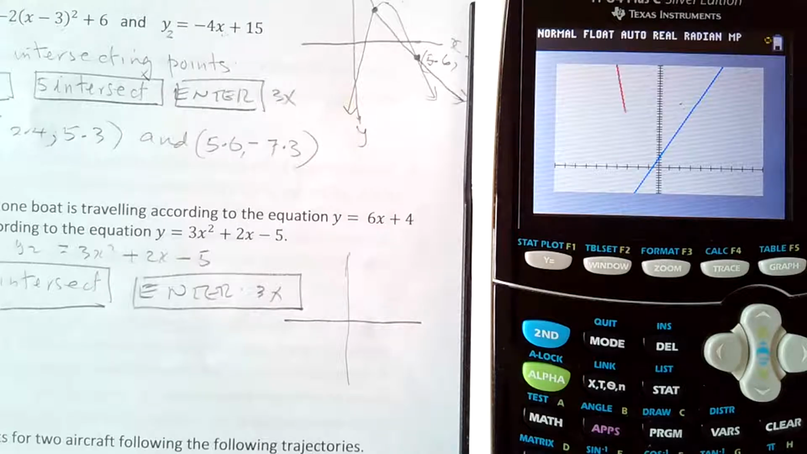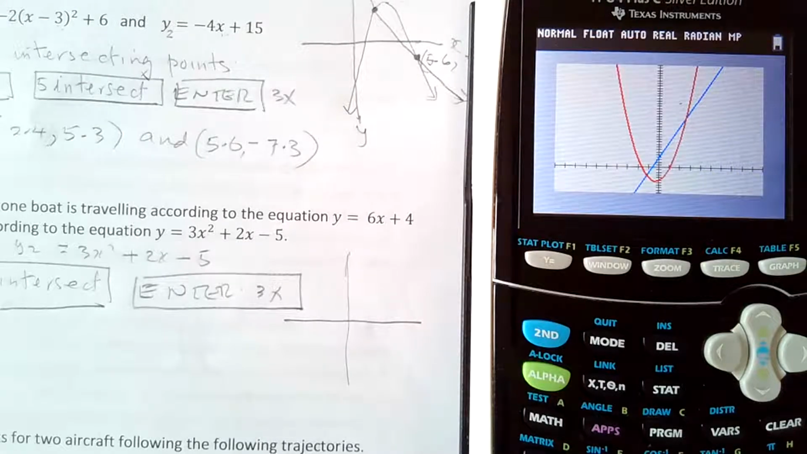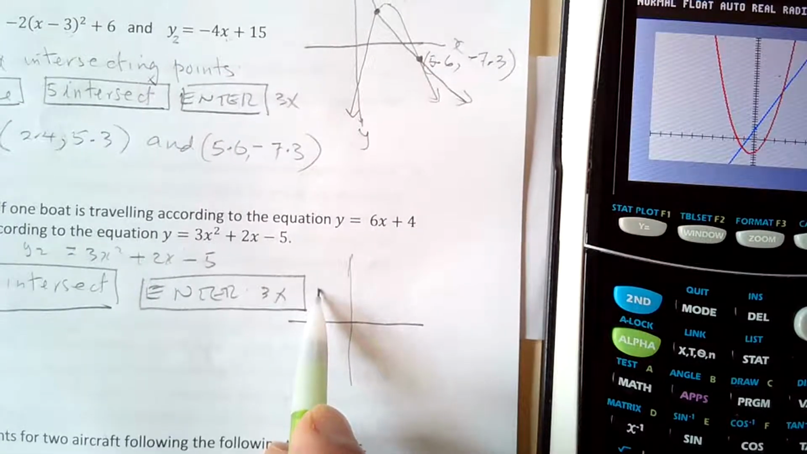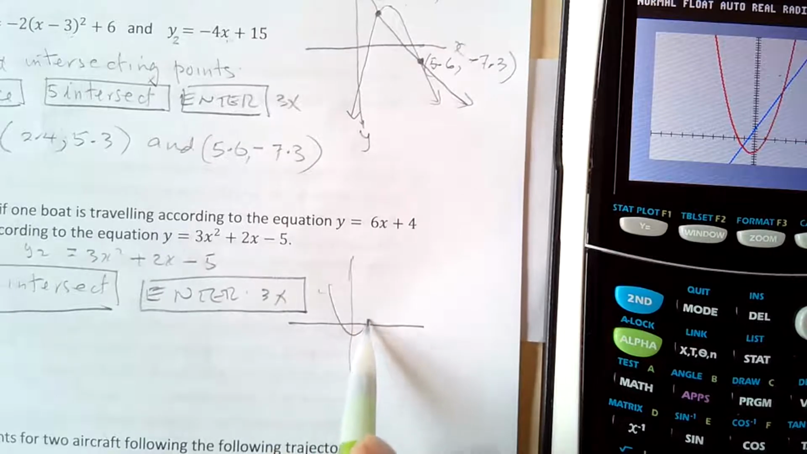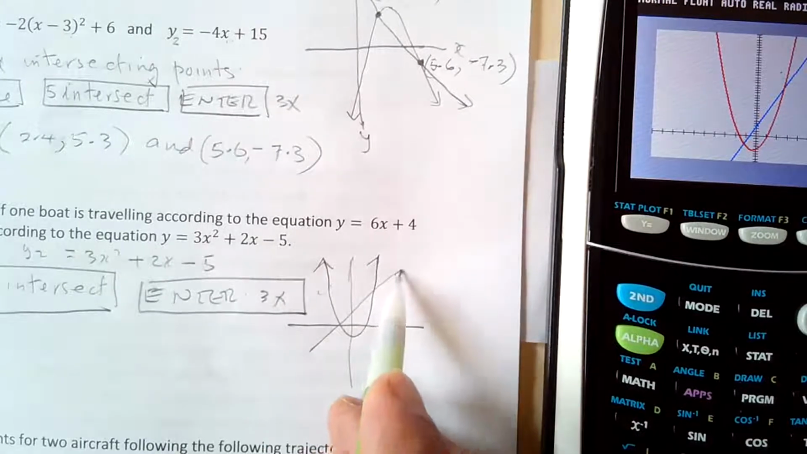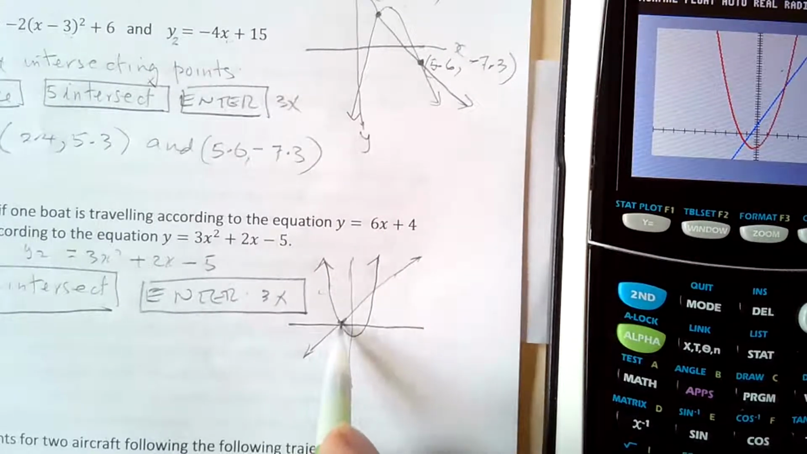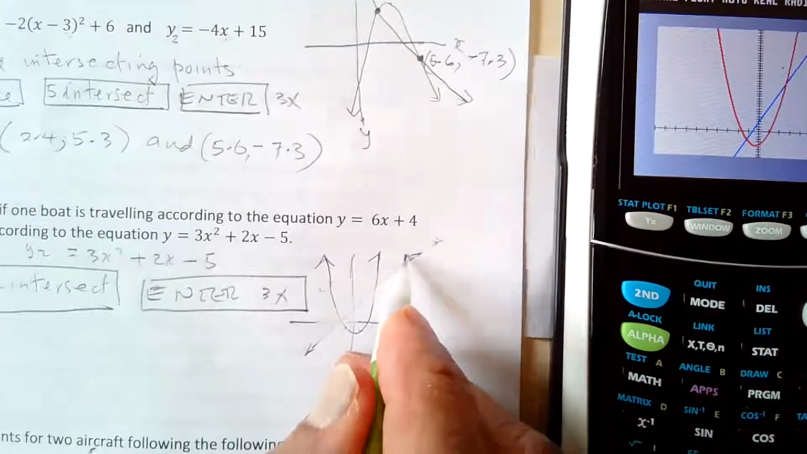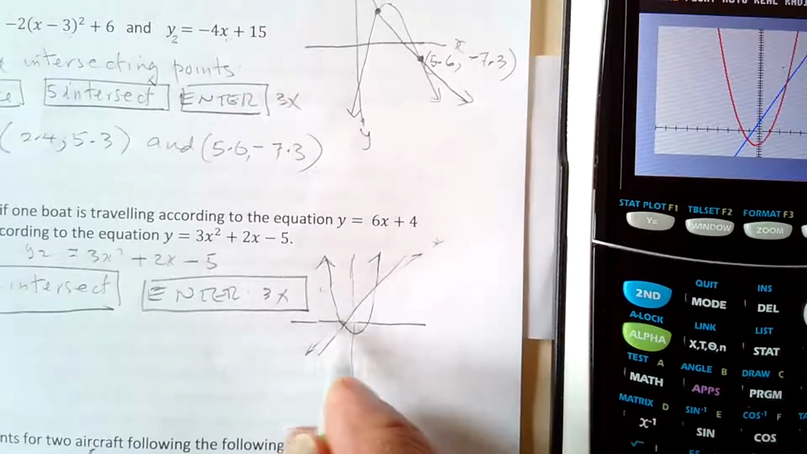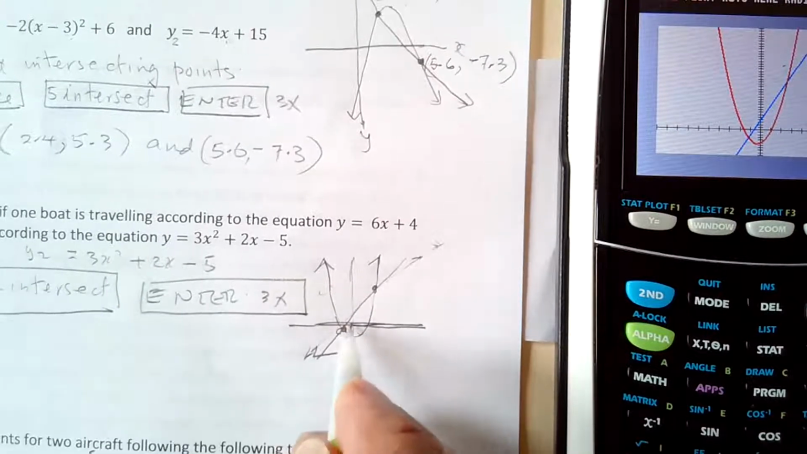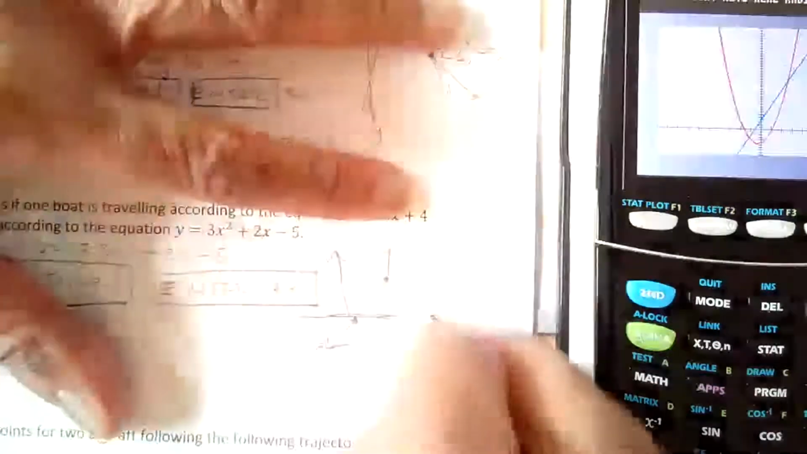So that's your linear function. And here comes your quadratic. And yes, it does intersect at these 2 points. So I'll do a sketch of that graph. So we're going to draw the curve, and then we have a straight line. It should be below here. Where these 2 lines, or these 2 functions, intersect.